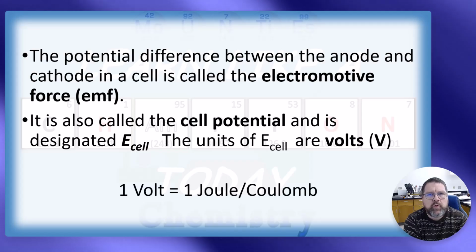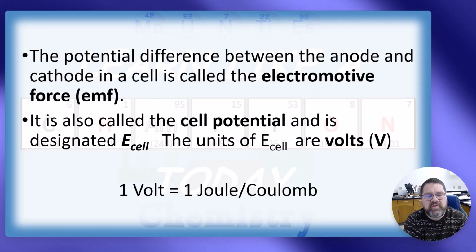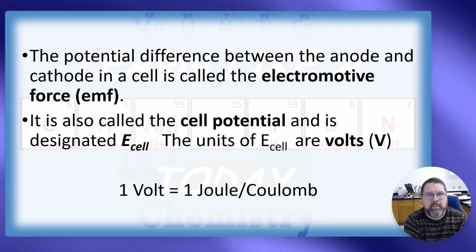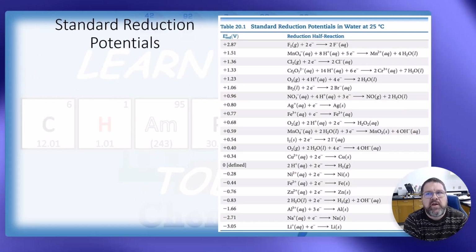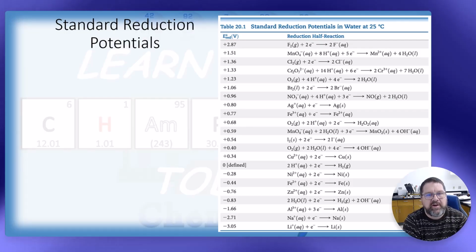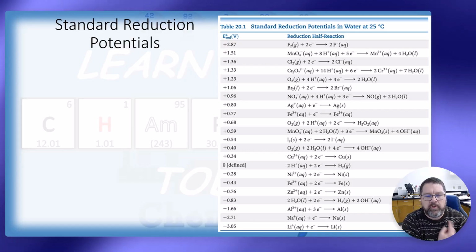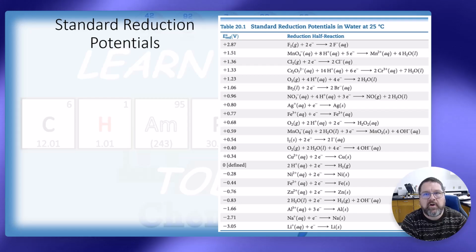And a volt is equivalent to 1 joule of energy per coulomb of charge. So think of it as like the push that's behind the electrons. So to measure these potentials, we use a reference known as the standard reduction potentials for elements. And there's lots of different variations of this. This one is from your textbook. We'll look at another one that's similar to the one that's hanging on the wall in our classroom.